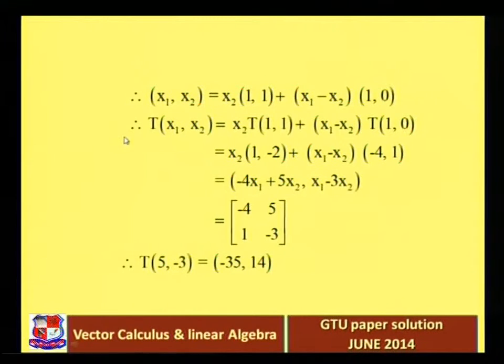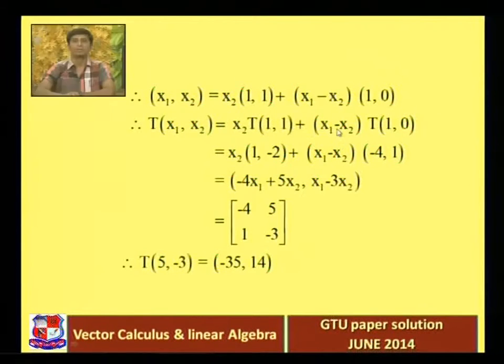Now apply T on both sides. So we get T of (x1, x2) equal to T of x2 times (1, 1) plus (x1 minus x2) times (1, 0). Because T is a linear operator, this becomes x2 into T of (1, 1) plus (x1 minus x2) into T of (1, 0).